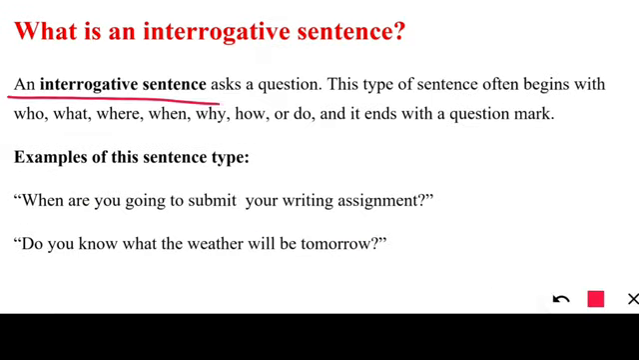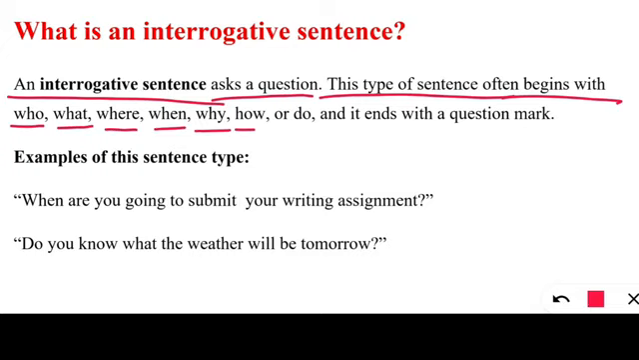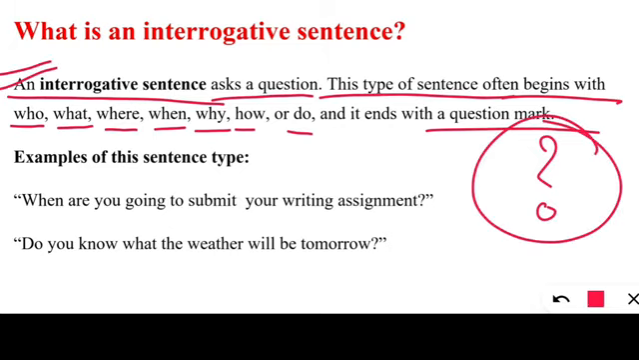An interrogative sentence asks a question. This type of sentence often begins with who, what, where, when, why, how, or do, and it ends with a question mark. Okay, let's see the example. And this is very easy: whenever we ask a question, we put a question mark. Okay, and those sentences are interrogative sentences.